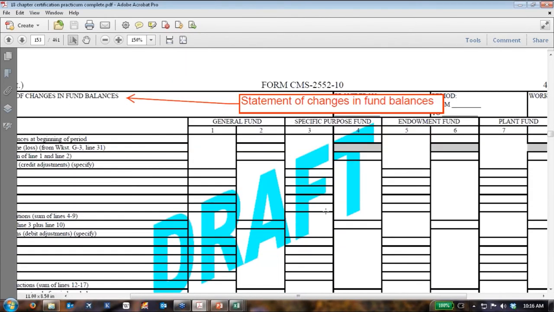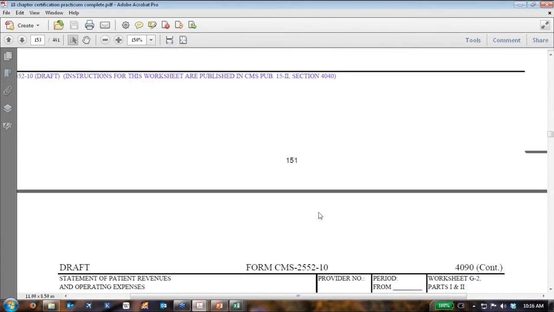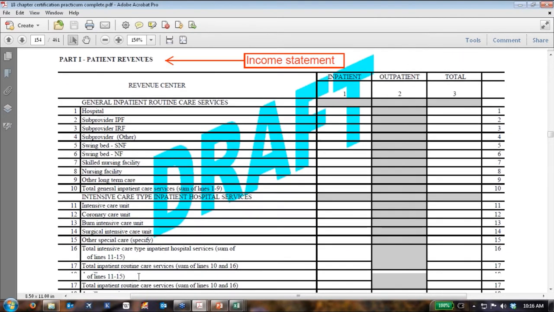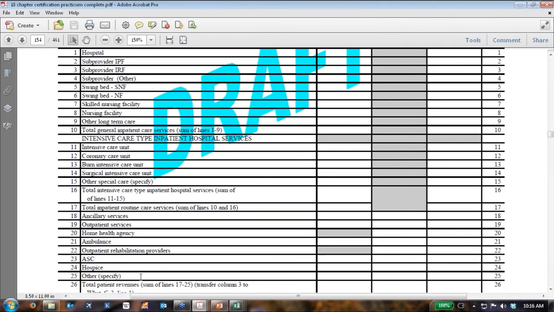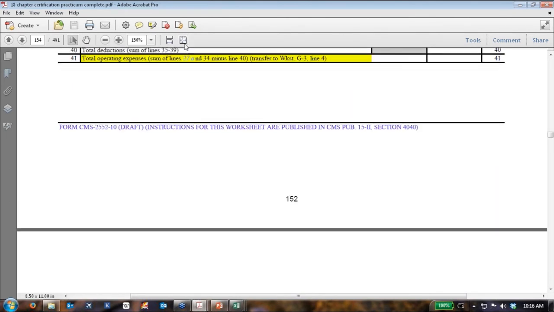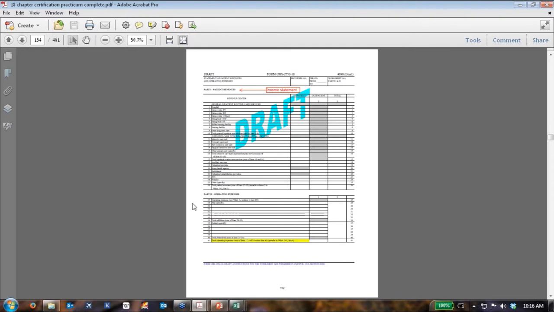Then there's also a statement of changes in fund balances, as I mentioned, and an income statement. Again, it looks a little bit different from an income statement in your financial statements, but it is an income statement. It's the whole thing right there. So that's what I wanted to say about the cost report.